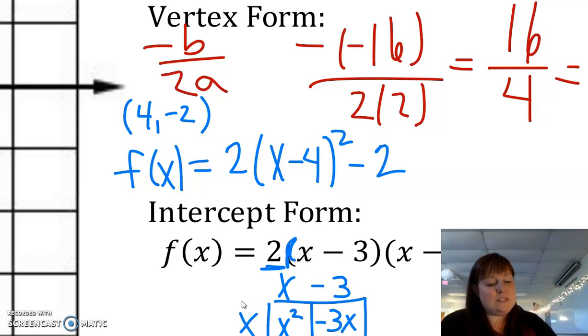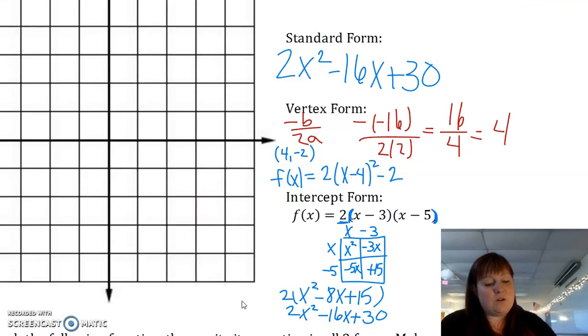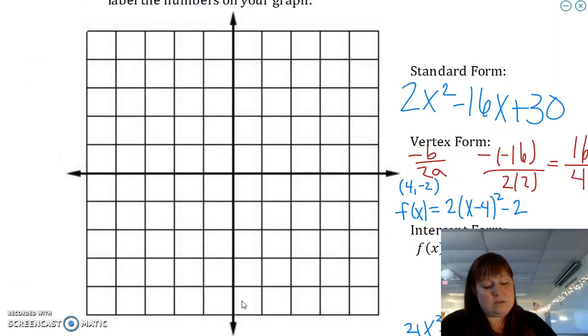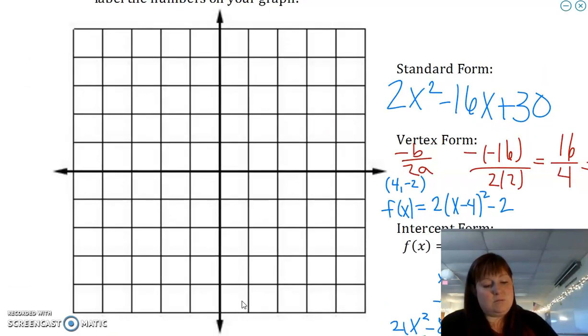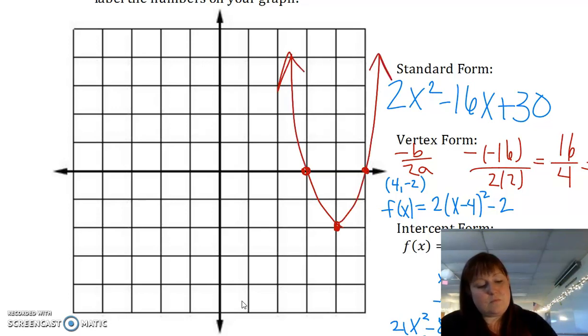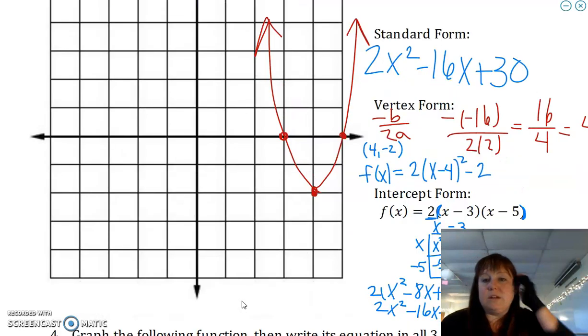So we know that our vertex is at positive 4, negative 2, and our intercepts are at positive 3 and positive 5. So we can just graph it now. From here, we go to positive 4, 1, 2, 3, 4, and negative 2 right here. And then we know we intercept at 3 and 5. And there you go. There's a parabola, and its equation in all three forms.